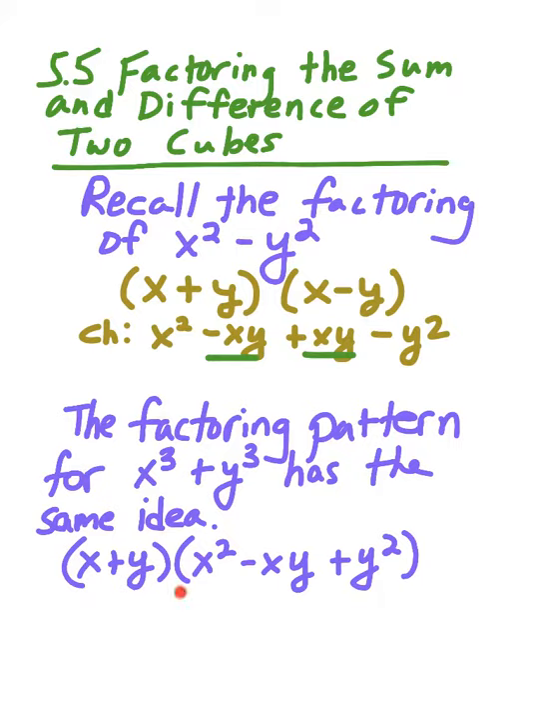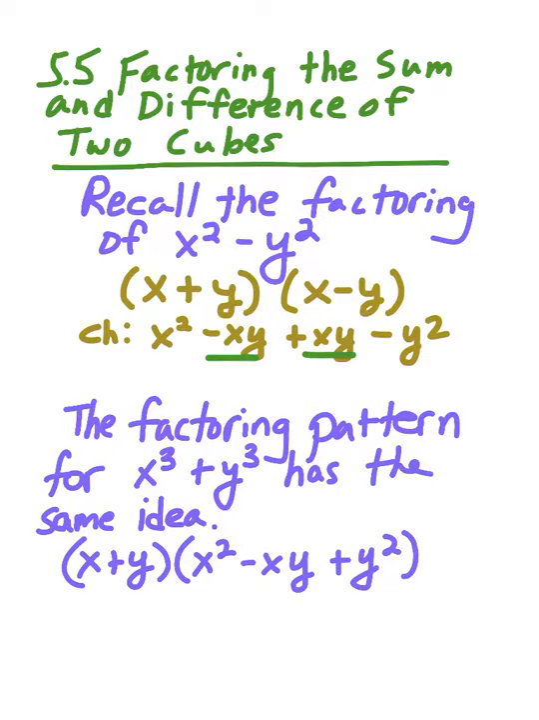x plus y times x squared minus xy plus y squared. And what seems a little odd upon first inspection here is that you have a minus in here and there's no subtraction in the sum of two cubes, but you need to have subtraction in the factors because you're going to need to have some opposites that result in terms adding to opposites and thus disappearing.